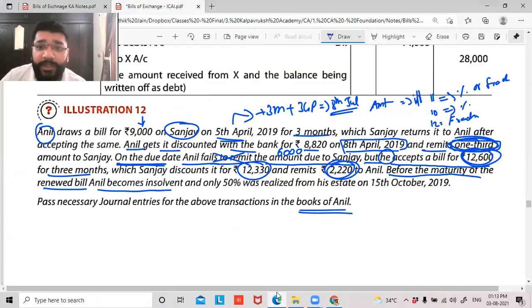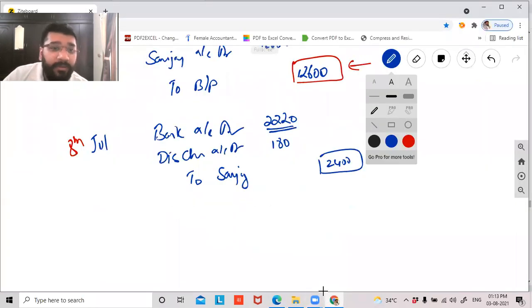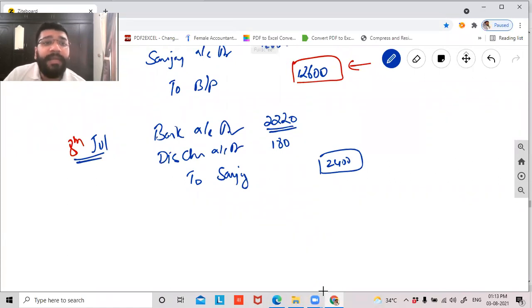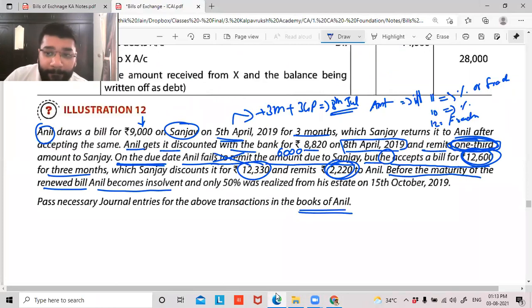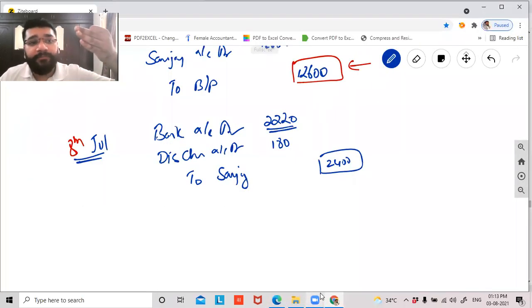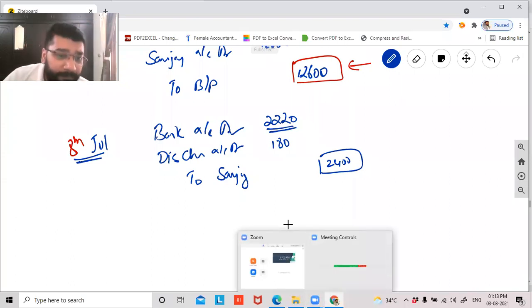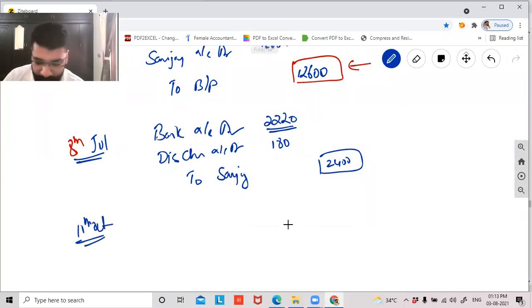So on the due date, guys, what is the due date? The second bill was renewed on 8th of July. So 8th of July plus 3 months: August, September, October. So 11th of October. On 11th of October, you will reverse this liability, because the bills payable is no longer to be paid to the banker, as he cannot pay; he has become bankrupt. So why keep a liability of bills payable?